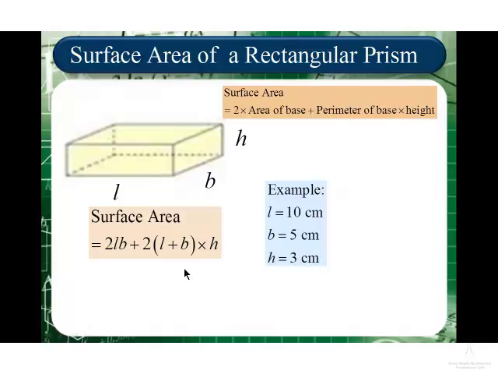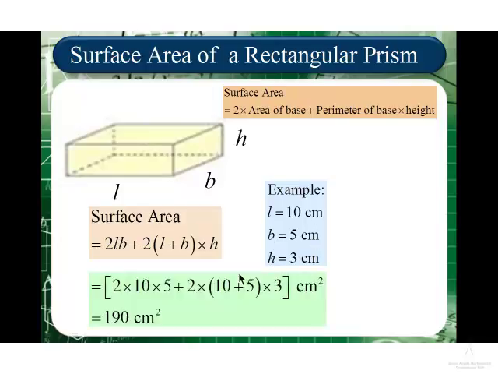So we have the formula for the outer surface area of the rectangular prism. If we look at a specific example where L is equal to 10 centimeters, B is equal to 5 centimeters, and H is equal to 3 centimeters, then if we substitute in the right positions, we see that a rectangular prism with these dimensions will have an outer surface area of 190 square centimeters.